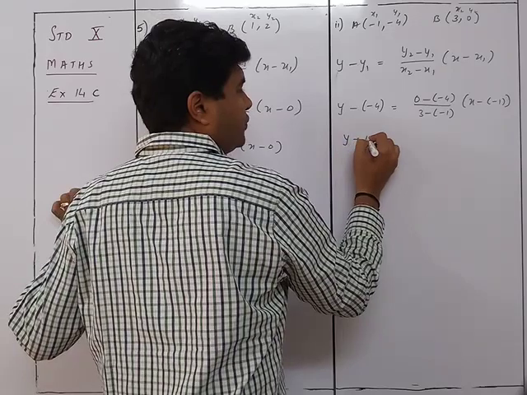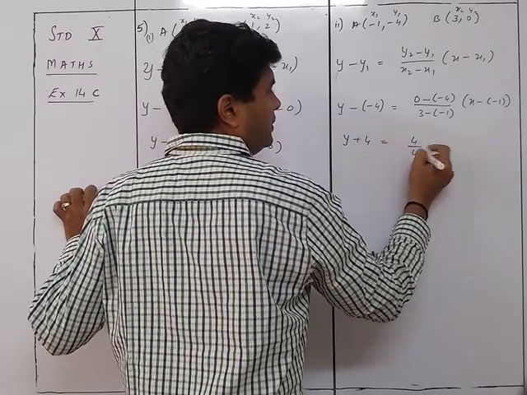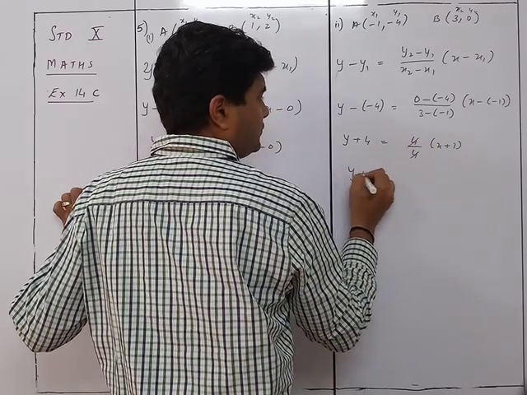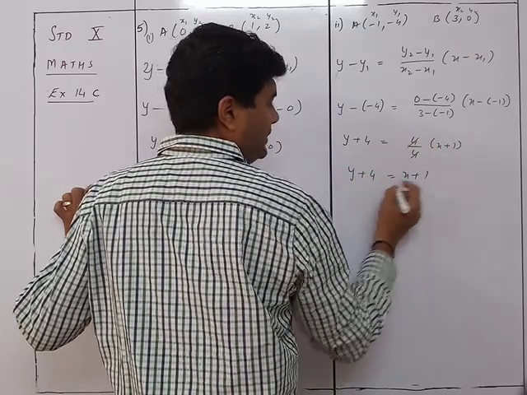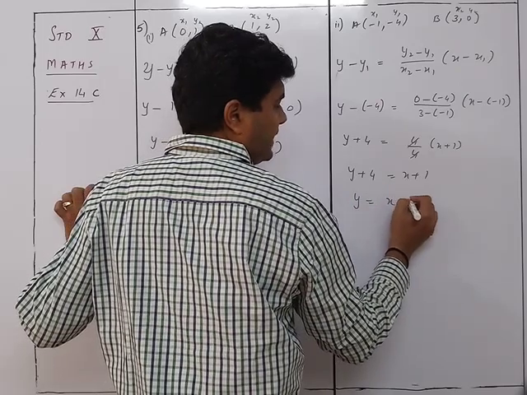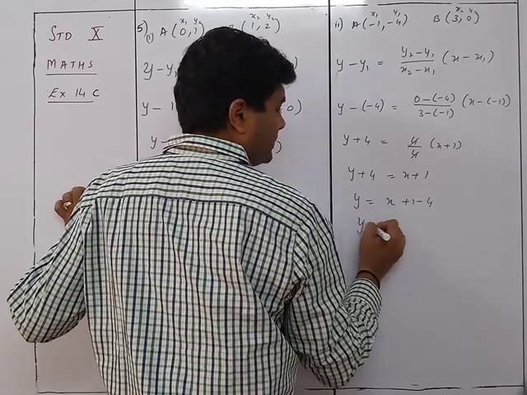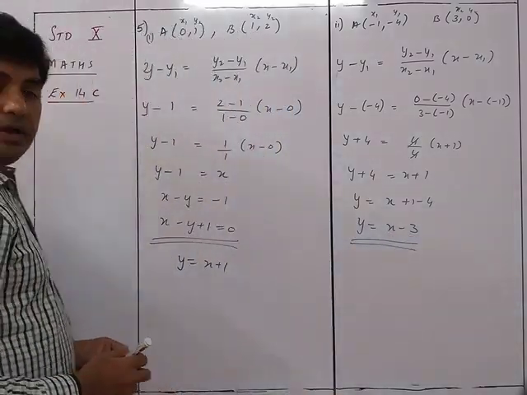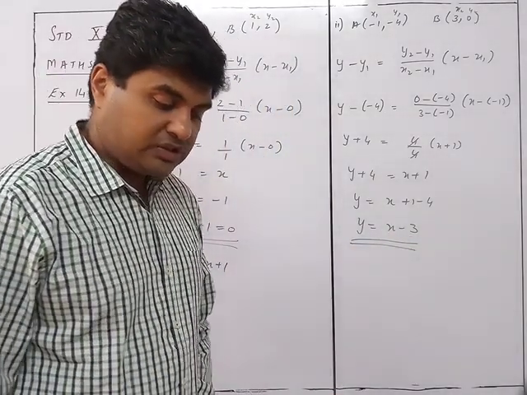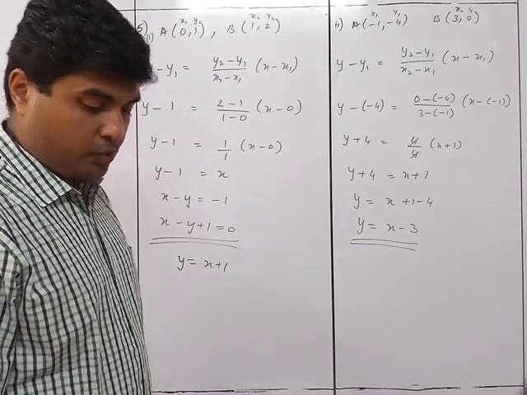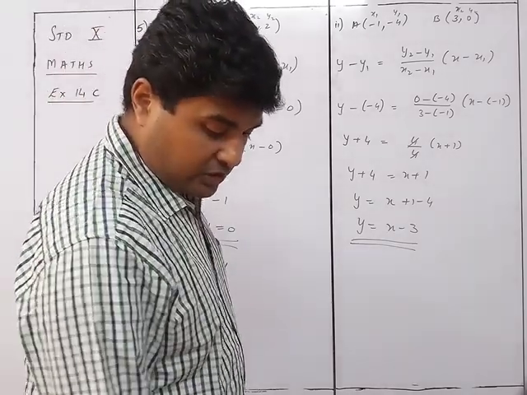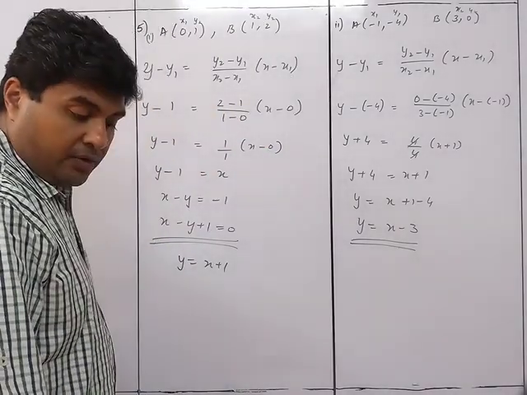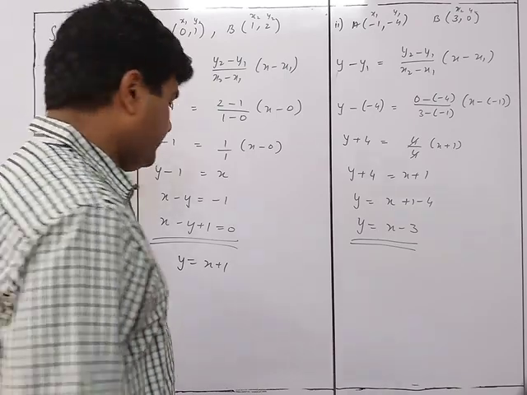So y plus 4 is equals to 4 upon 4 x plus 1. So that's 1. So y plus 4 is equals to x plus 1. So y is equals to x plus 1 minus 4. Y is equals to x minus 3 is the required equation of the line which is given by question number 5-2. Okay, so that's question number 5-2, y is equals to x minus 3. We now move on to sum number 7.